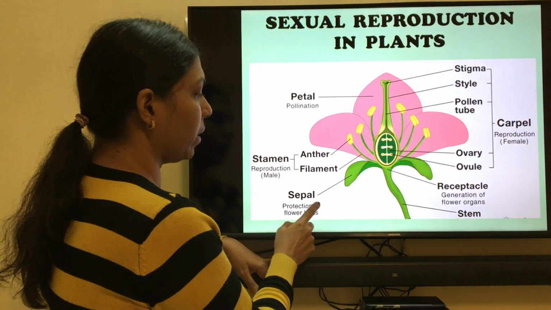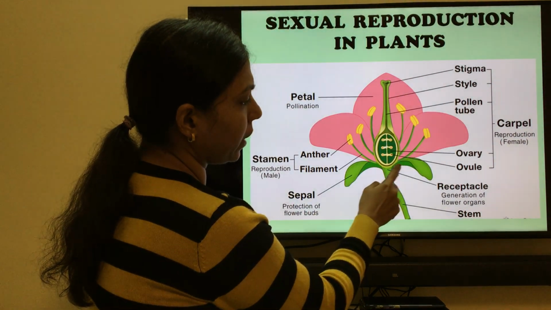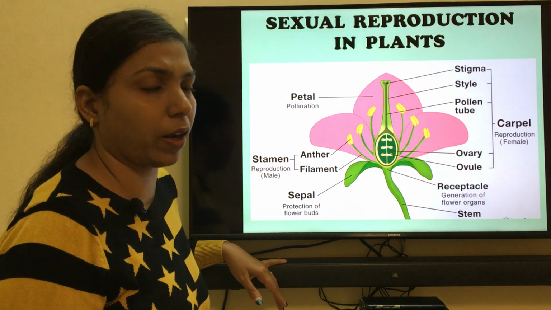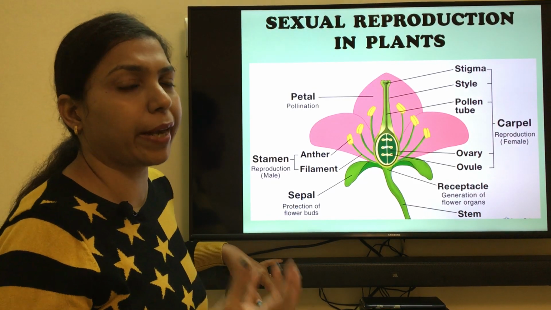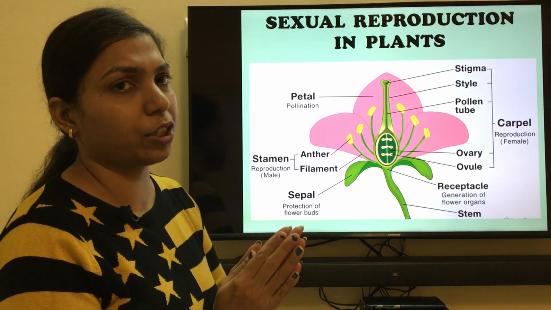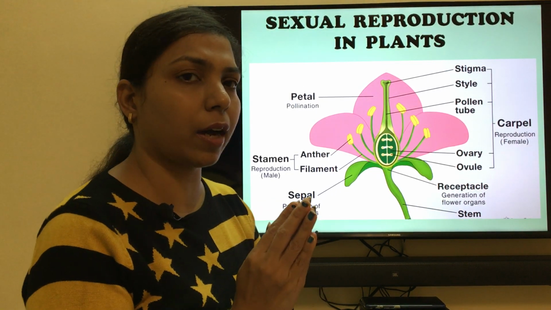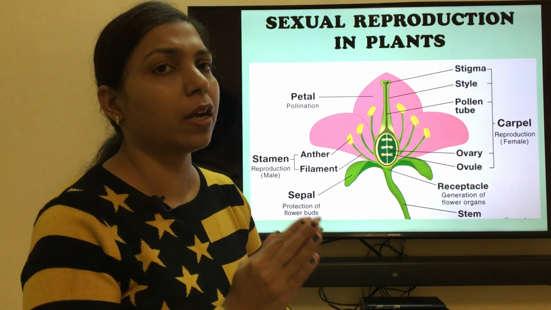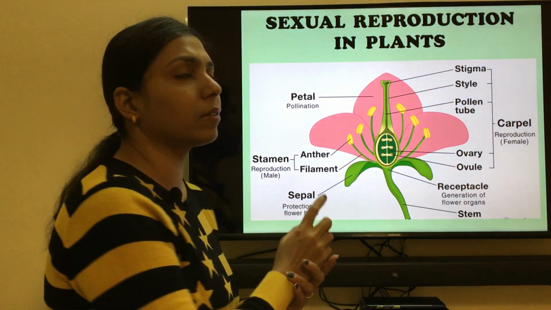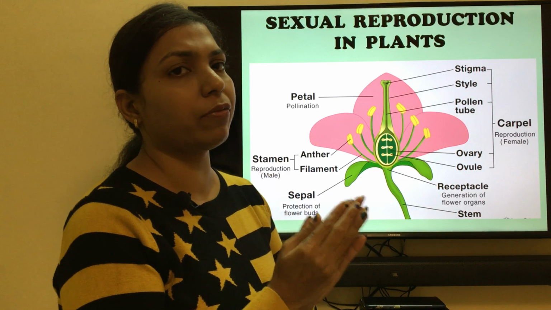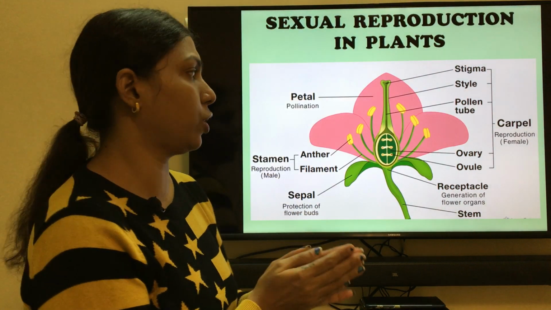Then you have the sepals. The sepals are the tiny green parts which are present in the flower. What is the main function of these sepals? They protect the flower in the bud condition. When the flower is a small tiny bud, it needs protection. So at that point of time, the sepals are what protect the flower when it is in a bud condition.